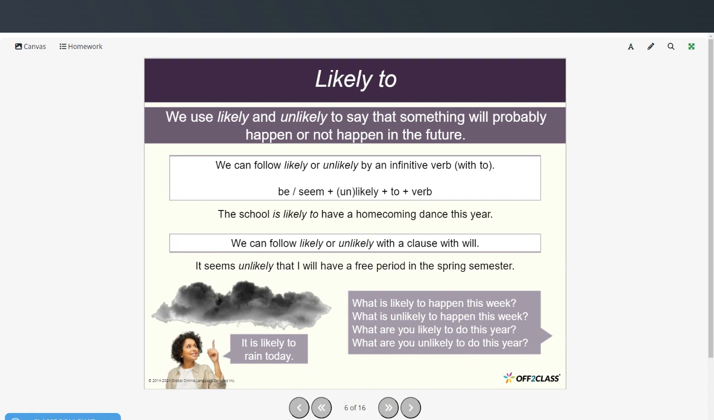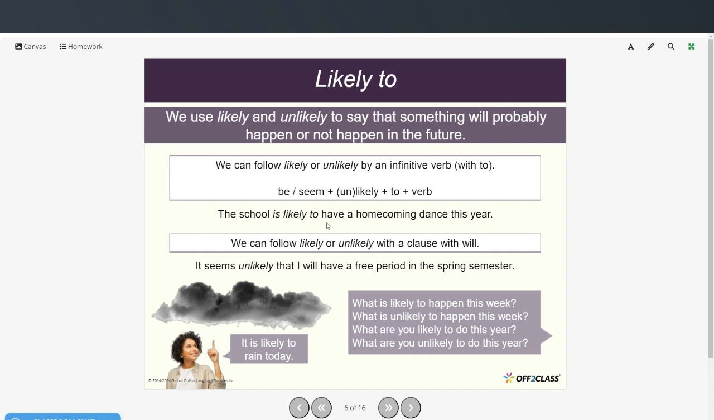Okay, likely to. We use likely and unlikely to say that something will probably happen or not happen in the future. We can follow likely or unlikely by an infinitive verb with to. So be, seem, either with unlikely or likely to, and then a verb. So here, the school is, that is the to be verb, likely to have a homecoming dance this year.